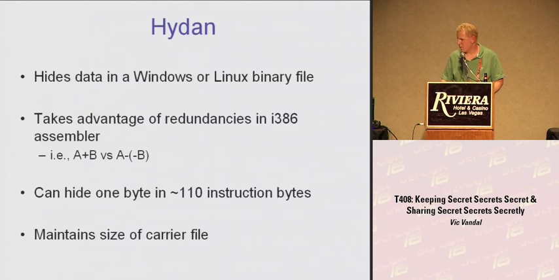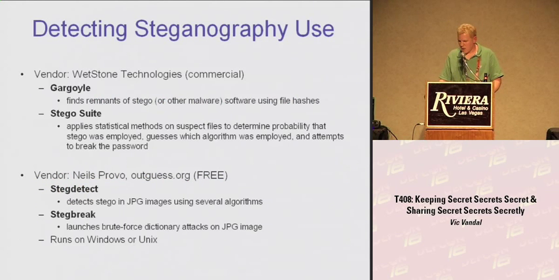Detecting steganography use. There are some tools out there that basically check a bunch of NSRL DB hashes of all common programs. So you can run those programs on an operating system that you're doing forensics on, and if it detects that a program, say explorer.exe, has different attributes than it's supposed to have, then maybe that means that executable has been modified. These programs will also detect the existence of Stego software.